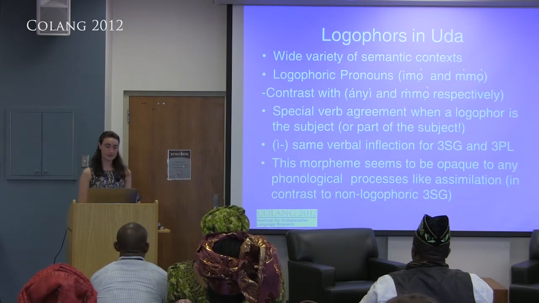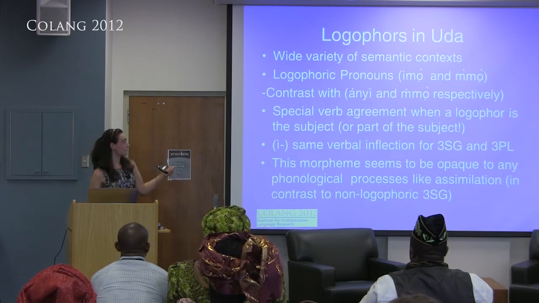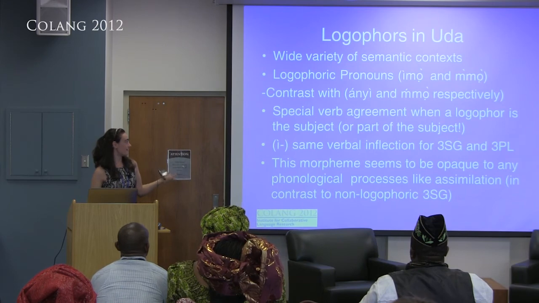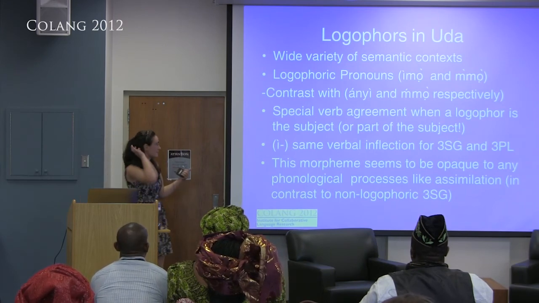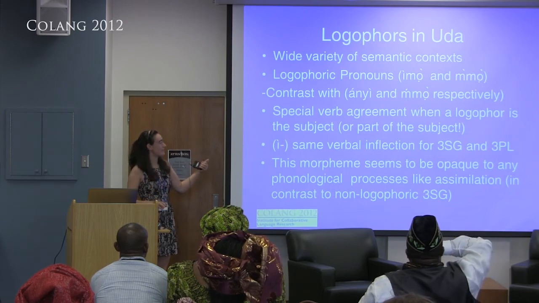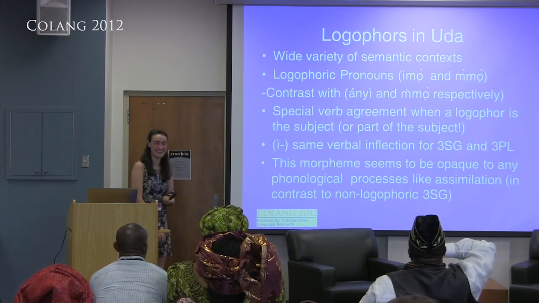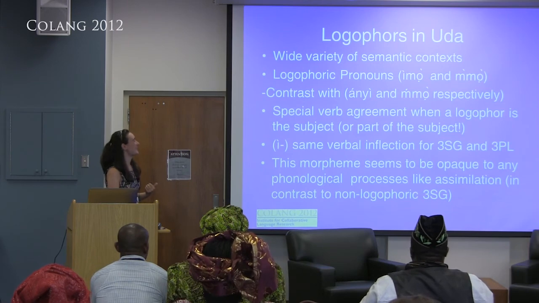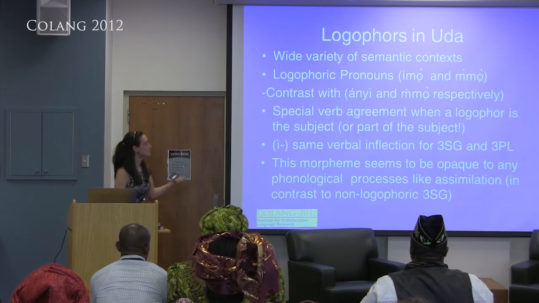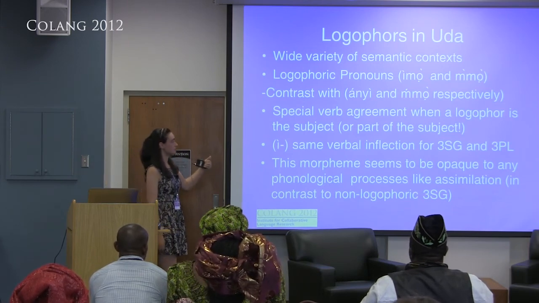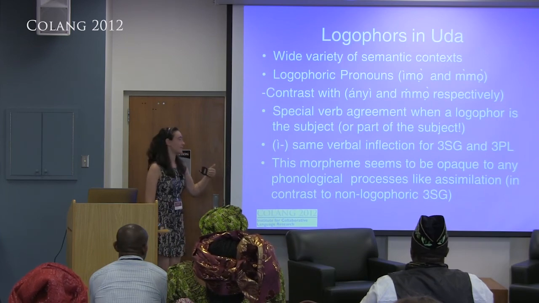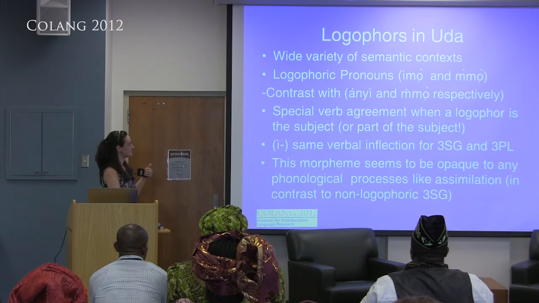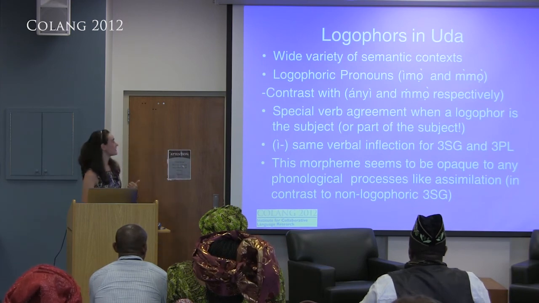Our logophoric pronouns are imo and mo, which contrast with the non-logophoric versions of the third person pronouns that are ani and mo. Mo. Okay. Tone is a struggle for me. But you can see that the difference between imo and ani is much sharper than the difference between mo and mo. So, yeah, it might be confusing in the third person plural there.